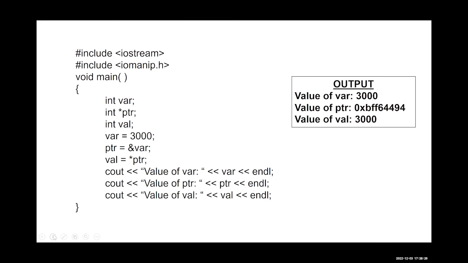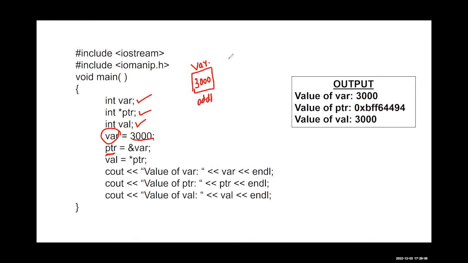Now let us see one sample program. In this program, we are declaring variables and then trying to find out what output we are going to get. See, it's a very simple program. I'm declaring a normal integer variable, then a pointer variable and another integer variable. Now the var variable, I'm assigning it the value 3000. In the pointer variable, I'm storing the address of var. So what is going to happen? I'm going to allocate memory for an integer and store 3000 in it, and the name of this is var. Suppose I say it has address 1. This is the address of var.